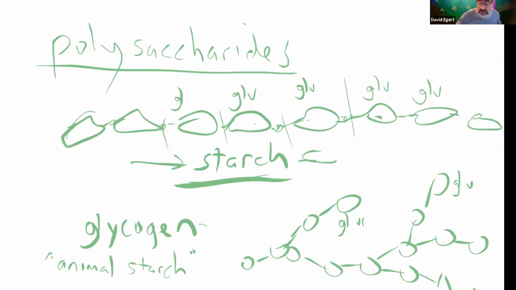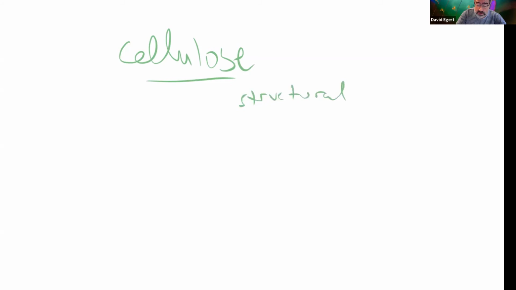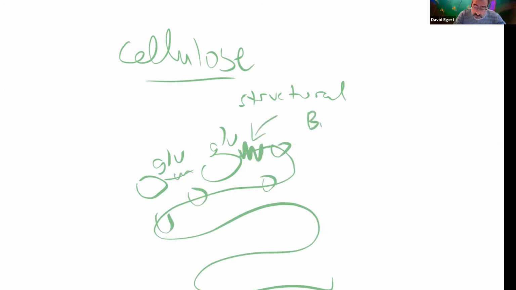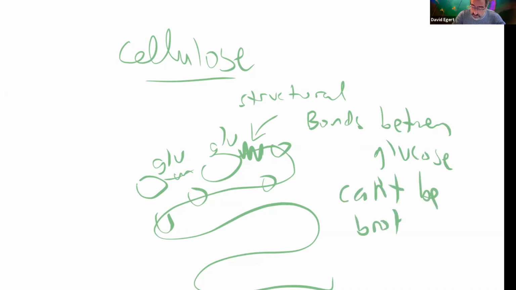The one other polysaccharide that you should know is cellulose. This is in plants, and it's usually more structural. It's also glucoses connected together, but the bonds between the glucoses can't be broken by human digestion.